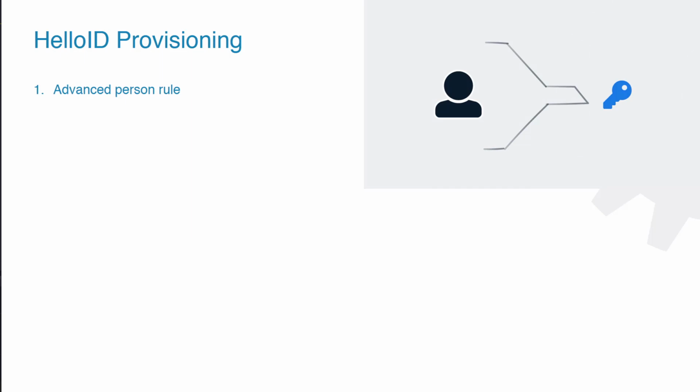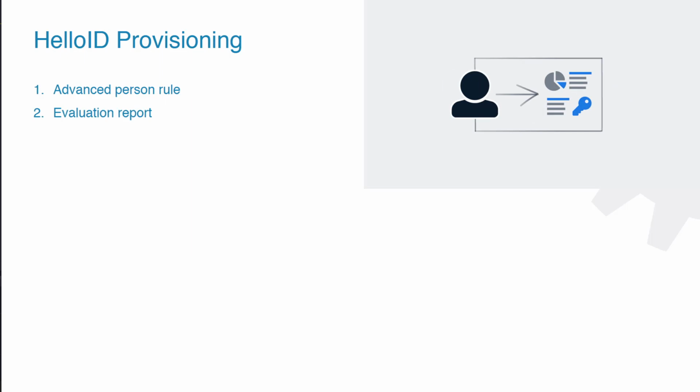The next module is HelloID provisioning. We now have an extra option to have an advanced person rule. This is a new option that is part of the business rule section. Now you can also set conditions, for example, for entitlements, group memberships, or particular attributes of a user. That was not possible with the earlier releases.